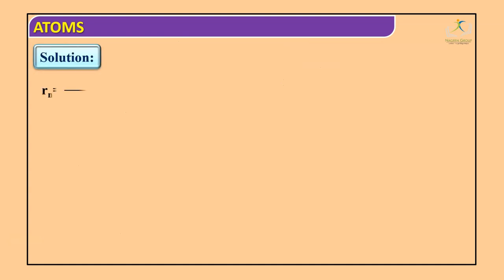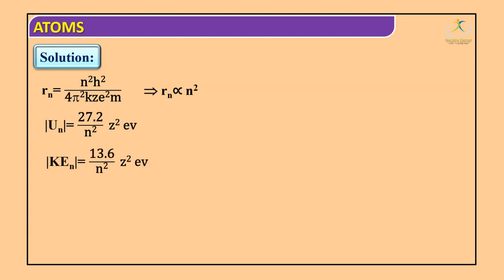So let's move with the solution part, students. R_n is equal to n²h²/4πkZe²m. So R_n is directly proportional to n². So U_n is equal to -27.2/n² Z² electron volt. Kinetic energy is equal to 13.6/n² Z² electron volt. So from here we can say the magnitude of U_n is greater than kinetic energy. From here we can say the correct option for this question is 3.